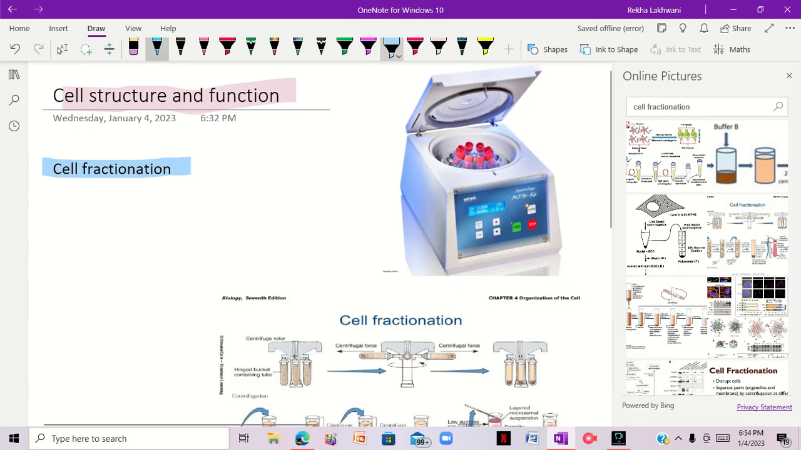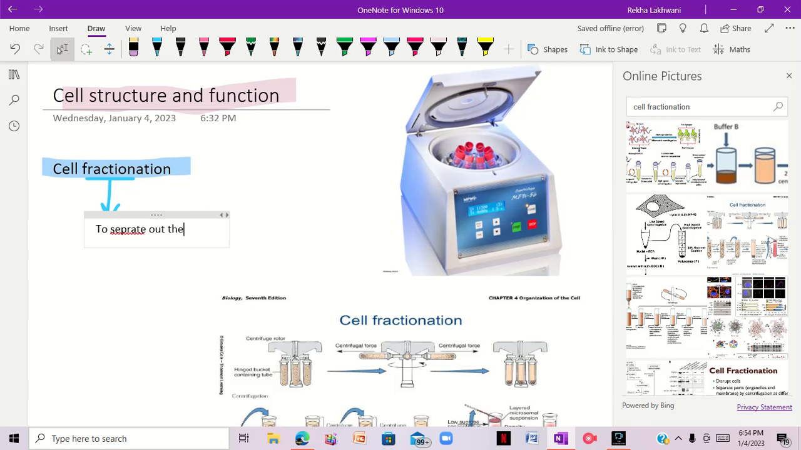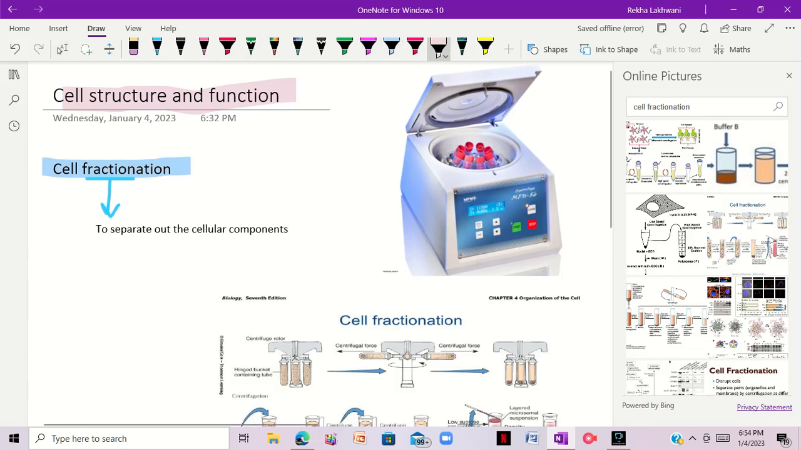Now what does the word fraction actually mean? The word fraction basically means to separate out the cellular components. To separate out the cellular components is known as fraction.